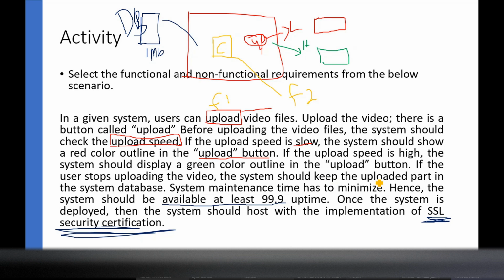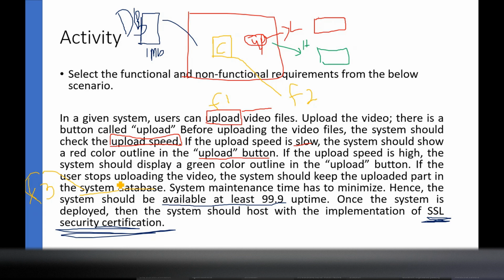Then the system should keep the uploaded part in the system database. Now this is another functional requirement, number 3. What is functional requirement number 3? When the user starts video uploading, the system should facilitate the end user so that each small part is stored in the database. That's functional requirement number 3. It's a functional requirement. Each and every bit should be stored.